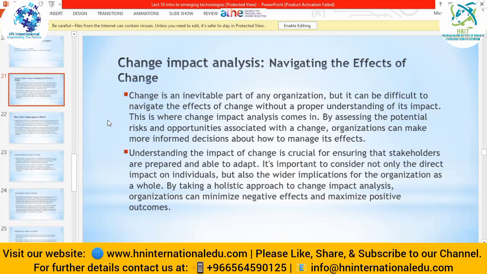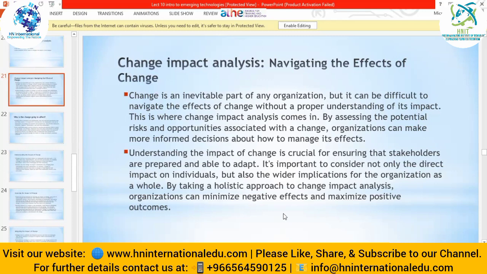Now, change is important, but sometimes when we don't plan and we just implement the change, that is difficult, because then we don't know what will be the effects. Either it will be good or it will be bad, or it will improve things or not. Understanding the impact of change is crucial for ensuring that stakeholders are prepared and able to adapt. It's important to consider not only the direct impact on individuals but also the wider implications for the organization as a whole. By taking a holistic approach to change impact analysis, organizations can minimize negative effects and maximize positive outcomes.